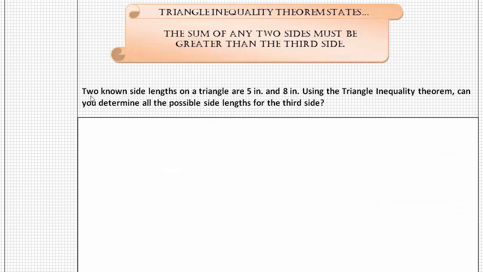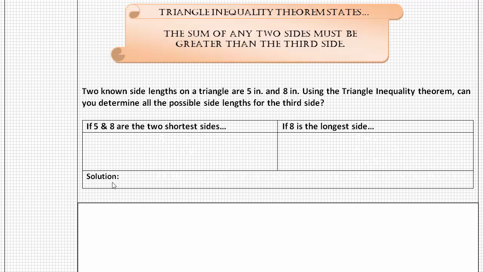Here's our problem. Two known side lengths on a triangle are 5 inches and 8 inches. Using the triangle inequality theorem, can you determine all possible side lengths for the third side? Well, we could test it out with trial and error with different guesses, but let's try and be a little bit more organized about it and use this information that we saw above in our pattern analysis.